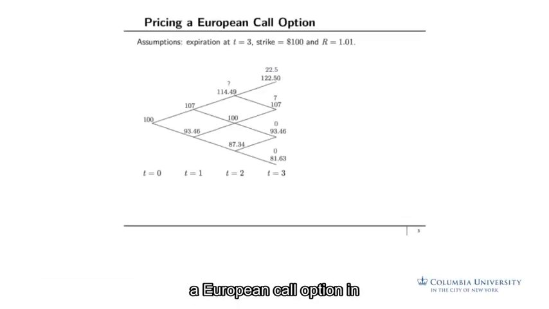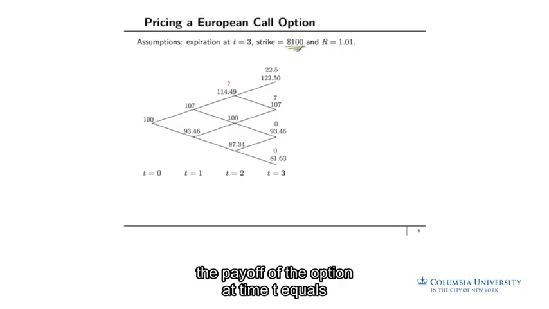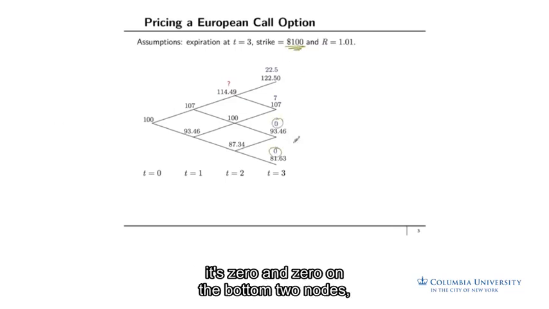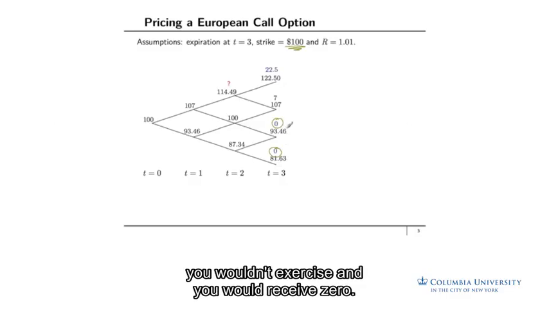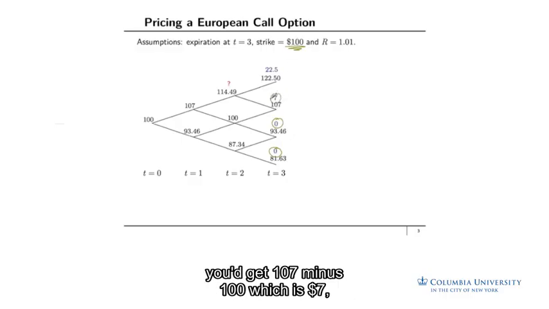So now suppose we want to price a European call option in our 3-period binomial model. We're going to assume the strike is $100, and therefore the payoff of the option at time t equals 3 is given to us here. It's 0 and 0 on the bottom 2 nodes. This is because the strike is $100, which is greater than the stock price at these nodes, so you wouldn't exercise and you would receive 0. If the stock price ends up at 107, you would exercise. You'd get 107 minus 100, which is $7. Likewise, up here, you would receive $22.5.